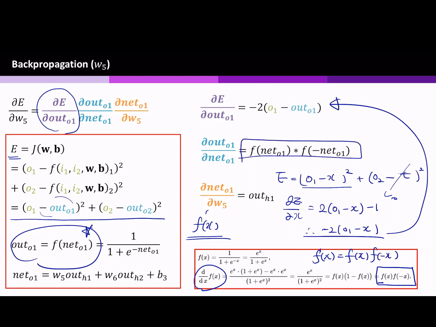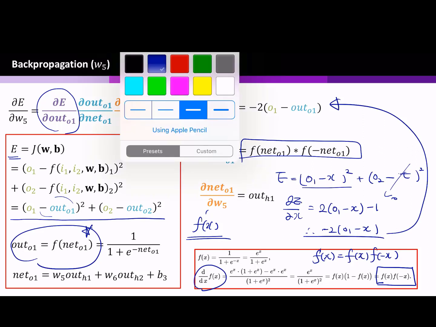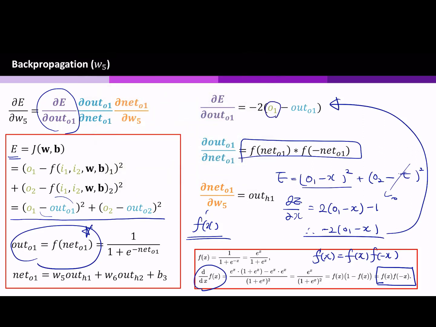But here, O1 is the fixed value. What is the value of O1? Output O1. We compute this in forward propagation, right? We compute the value already in the forward propagation, even the net O1, right?